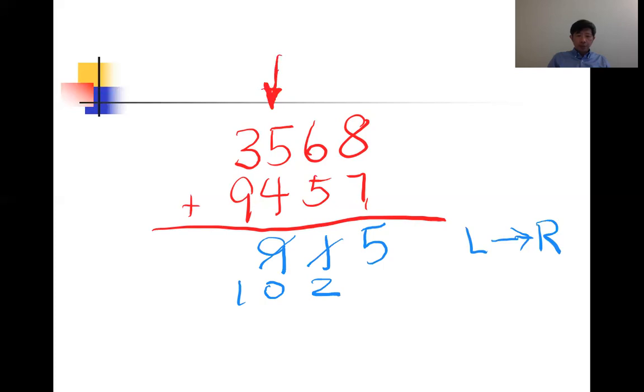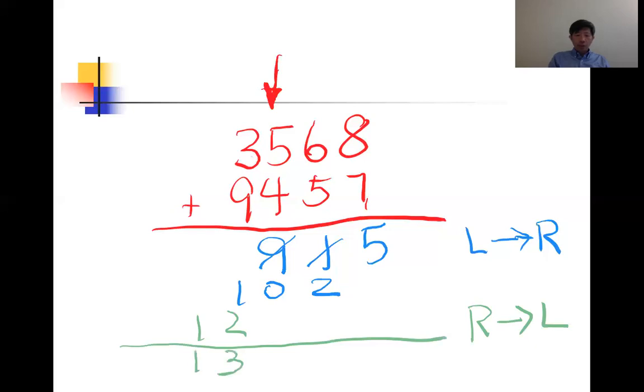And then next, I'm gonna do a different color. I'm gonna do right to left. So here, since we already had this, we're gonna do 9 plus 3. 9 plus 3 is equal how many? Which is equal 12, right? So added up, the total will be 1, 3, 0, 2, 5, okay? Okay, so the answer will be this.